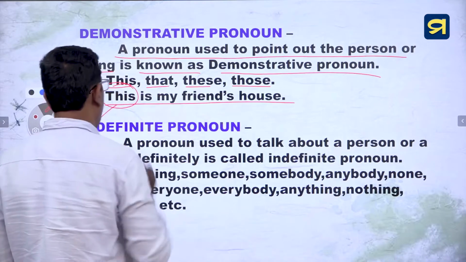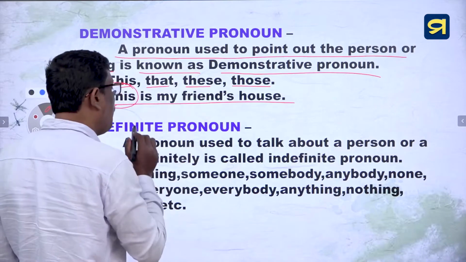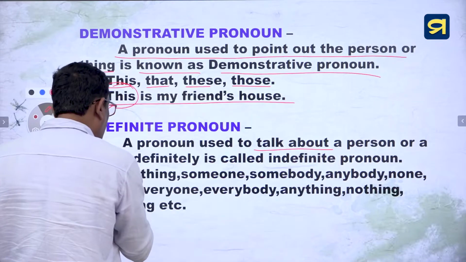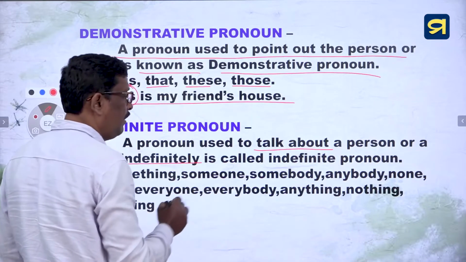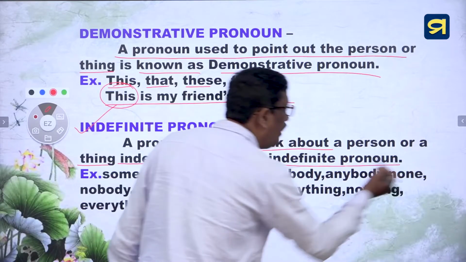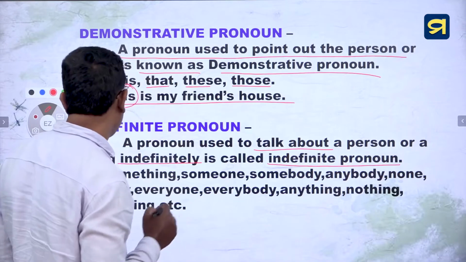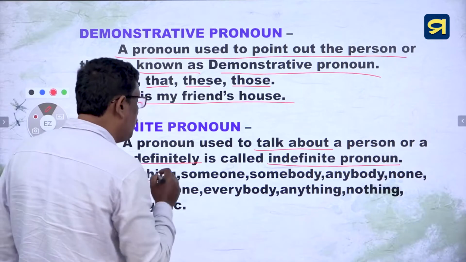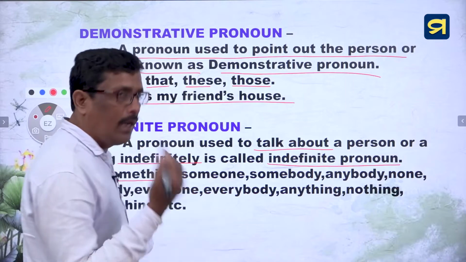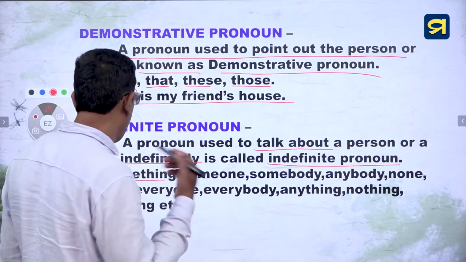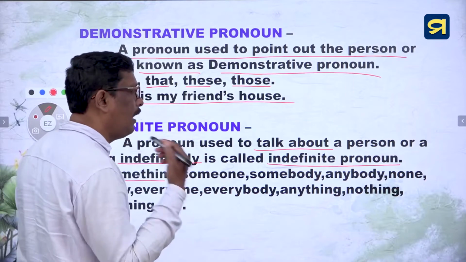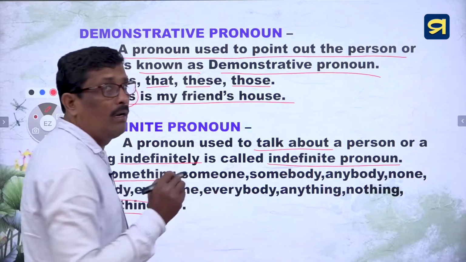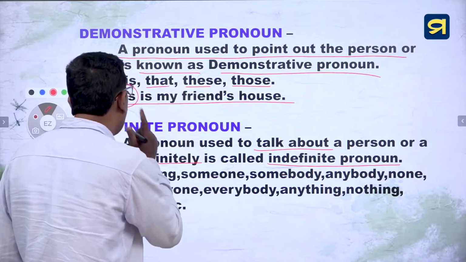Then indefinite pronoun. What is an indefinite pronoun? A pronoun used to talk about a person or thing indefinitely is called an indefinite pronoun. Examples: something, someone, somebody, anyone, anybody, no one, nobody, everyone, everybody, anything, nothing, everything. These are called indefinite pronouns.